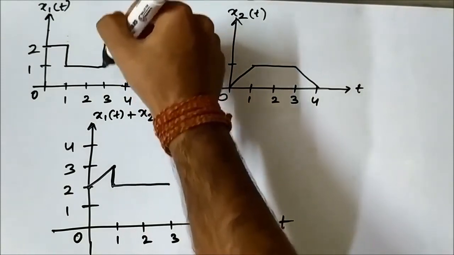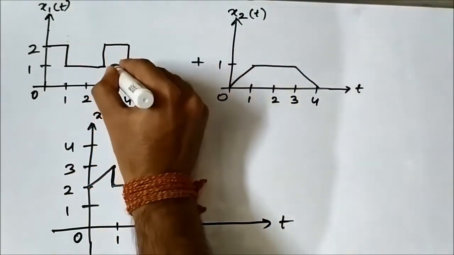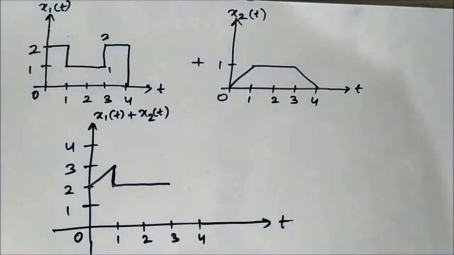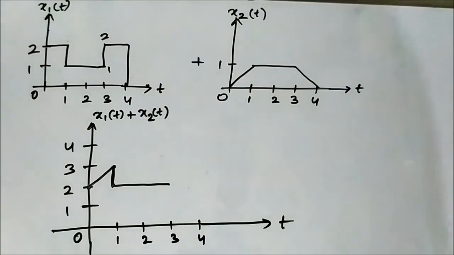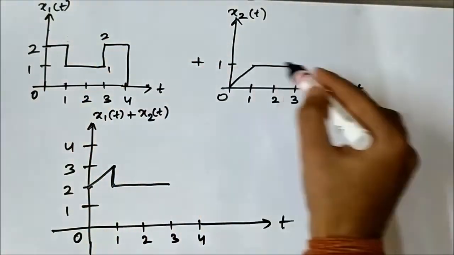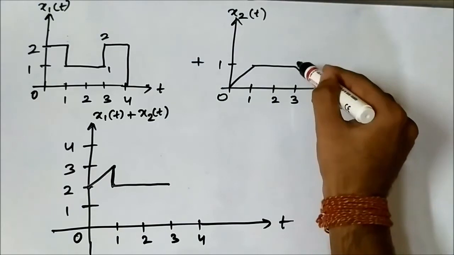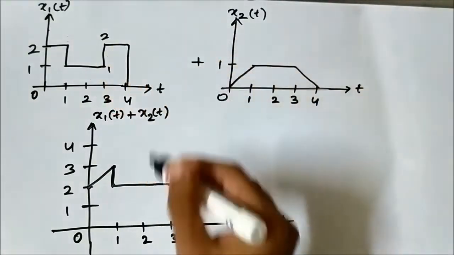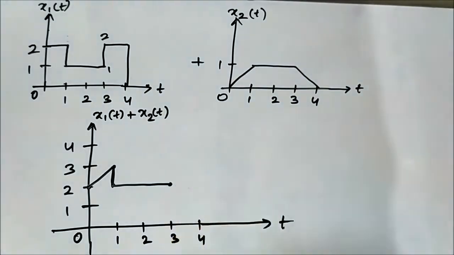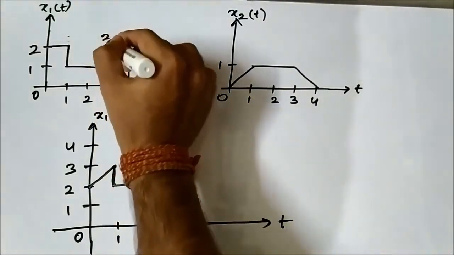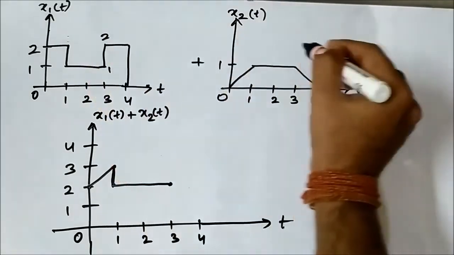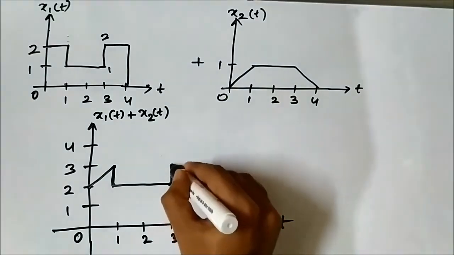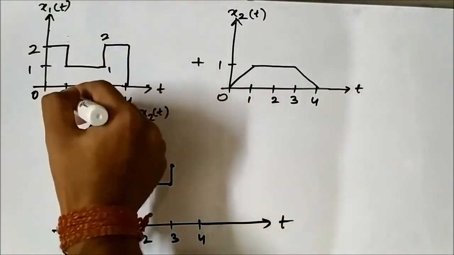Now again the point 3 here is important, same as point 1. There is an upward transition from 1 to 2. Here it is 1, then it rises to 2 almost instantly. So at t equals 3, for x2(t) the value is 1. For 1, when we add 1 with it, it will be 2, which is this. Then for the upward transition, the final value is 2. When we add 1 with that, it will become 3. Same as the t equals 1 case.